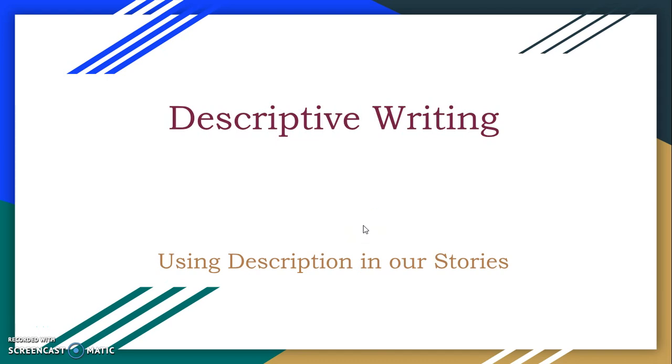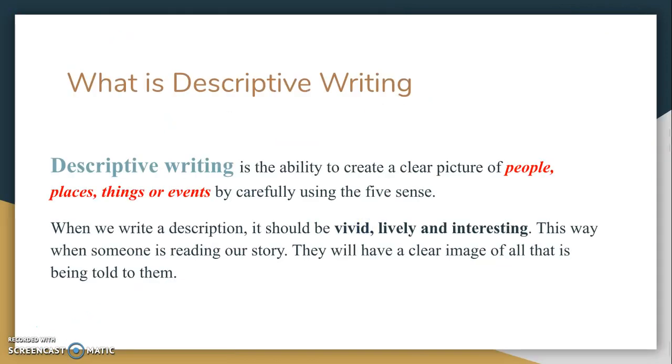Good morning, everyone. I am looking at descriptive writing this morning and ensuring that we understand how to use descriptive writing in our stories. So when we write our story, we need to ensure that we are able to clearly describe the people, the places, the things, and events in our story by using the five senses. And the five senses ensure that we are able to vividly and clearly see all the things that are happening in our story so that the person reading our story has a clear picture in their mind of the people, the places, and events that are taking place.